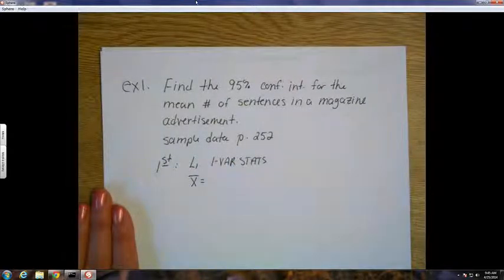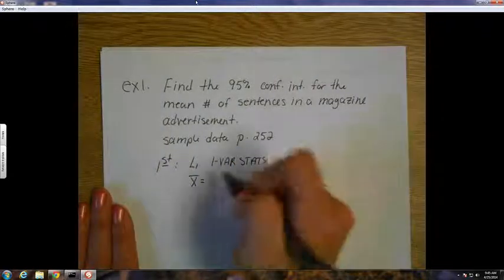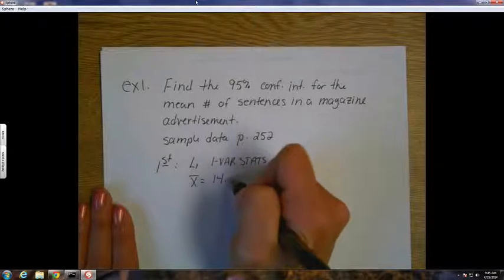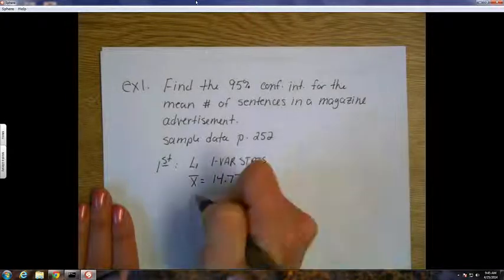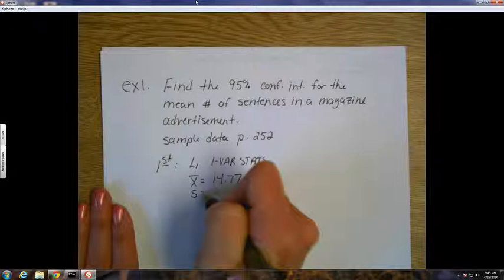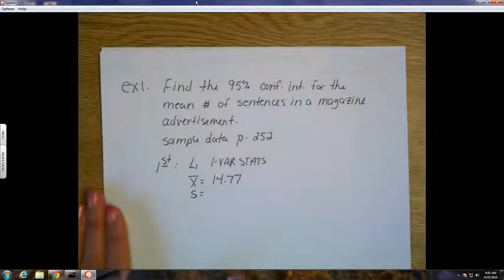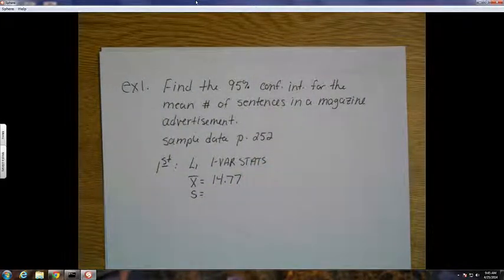Again, what did you get? 14.77. And what was the S value? Because this was a sample, you don't want the sigma. Don't take that because this is a sample of 30 magazines.